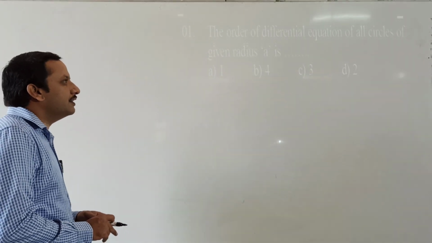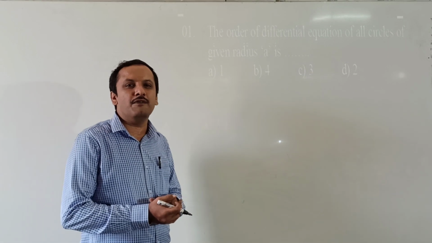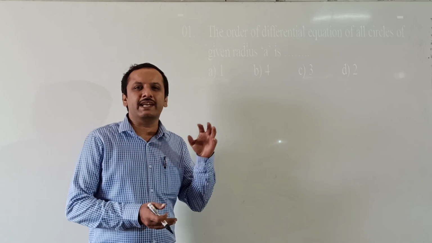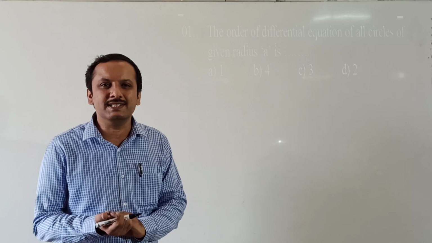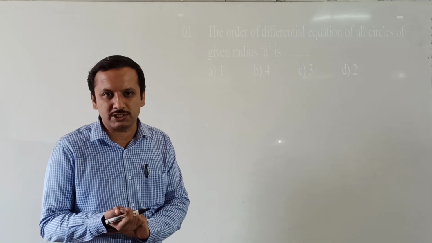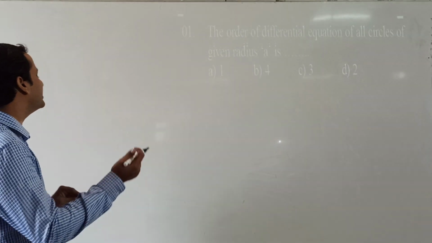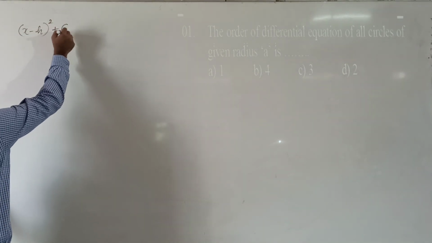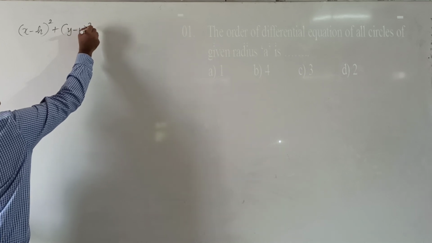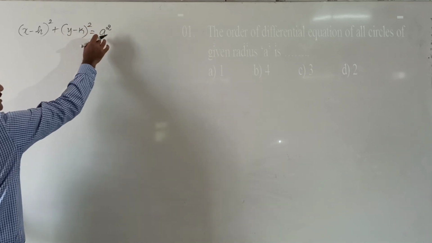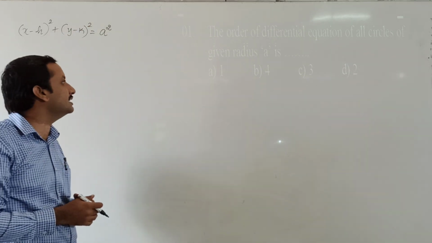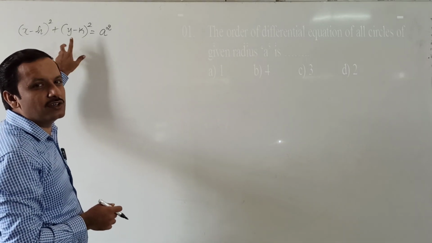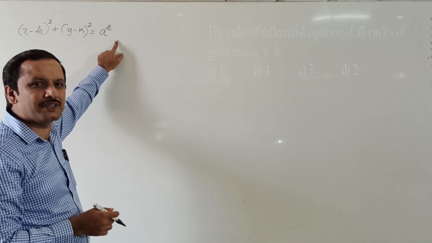The order of the differential equation of all circles of given radius a. That means the radius is fixed. Radius is a, that is a fixed constant. Let us look at the general equation of the circle. General equation of the circle is (x minus h) whole square plus (y minus k) whole square is equal to r square, in this case a square, because radius is a. Here h and k are the arbitrary constants and a is the fixed constant.